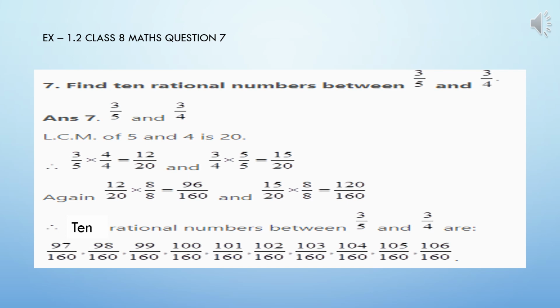But we have got only two numbers, 12 upon 20 and 15 upon 20, and we need to find 10 rational numbers. So we again multiply 12 upon 20 by 8 and 15 upon 20 by 8. Then we get 96 upon 160 and 120 upon 160. Therefore, 10 rational numbers between 3 upon 5 and 3 upon 4 are 97 upon 160, 98 upon 160, 99 upon 160, 100 upon 160, 101 upon 160, 102 upon 160, 103 upon 160, 104 upon 160, 105 upon 160, and 106 upon 160.